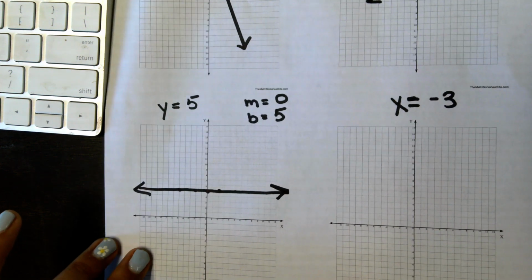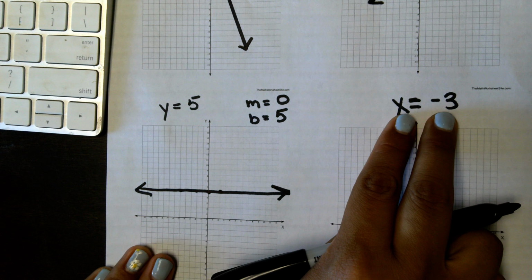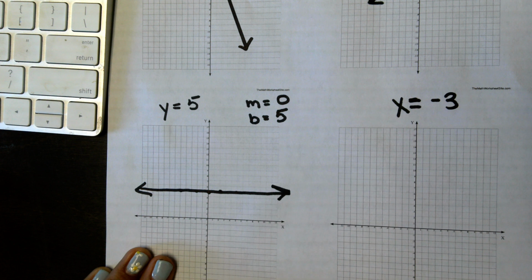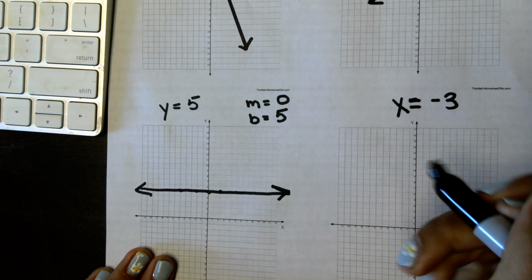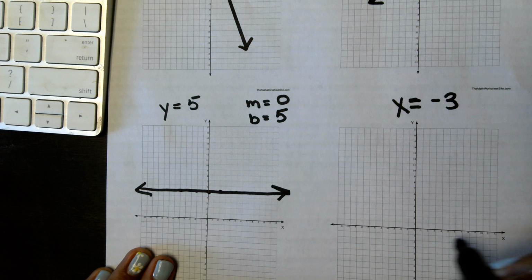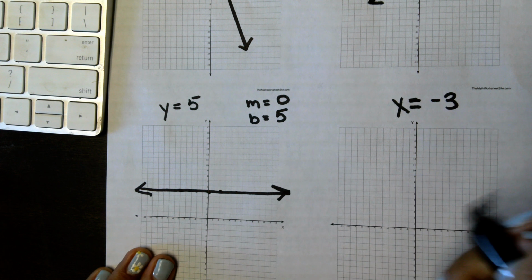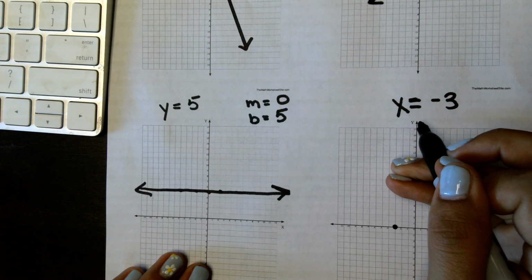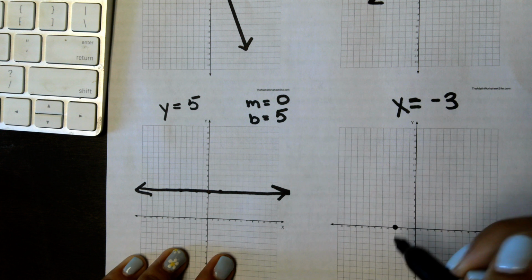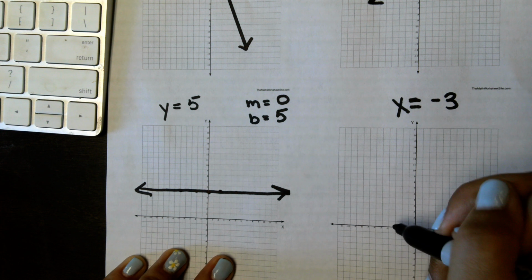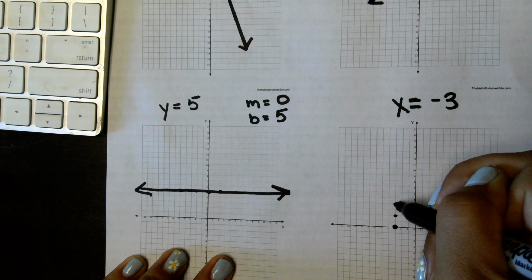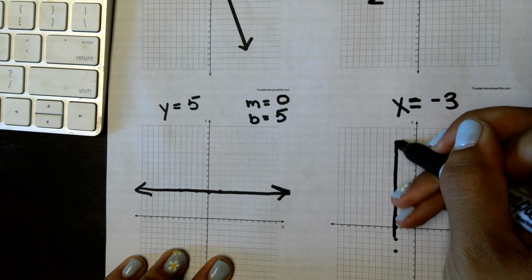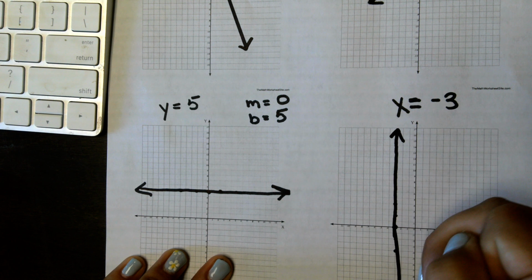Finally, we have x equals -3. So you'll see a difference between these is that instead of y equals something, it's x equals something. And so in the case of these, on the x-axis, I'm going to mark -3. 1, 2, 3. And this is saying that x is always going to be -3. It doesn't matter what y is, x is always going to be -3. So it's always going to go along this line. So this would be a vertical line drawn this way.